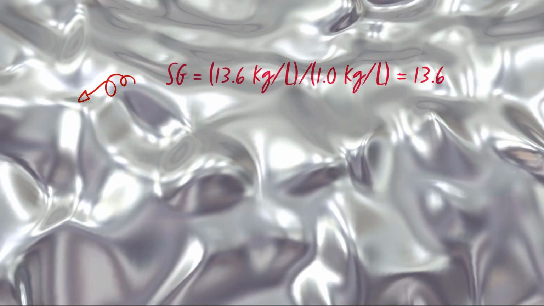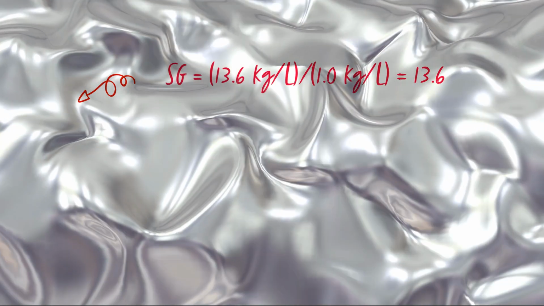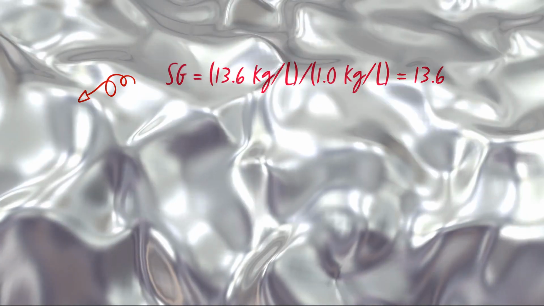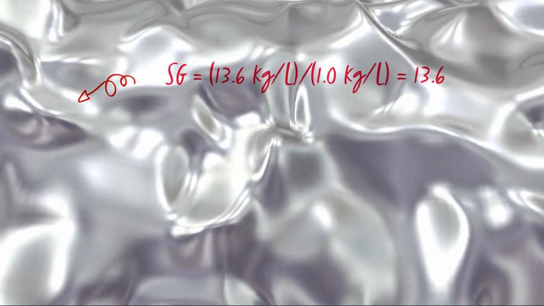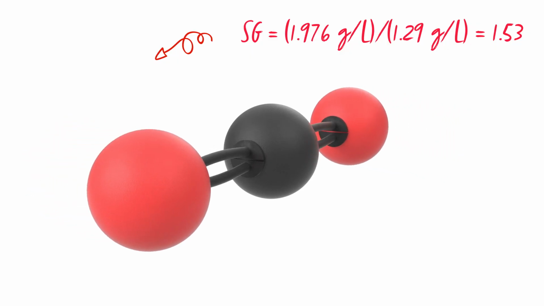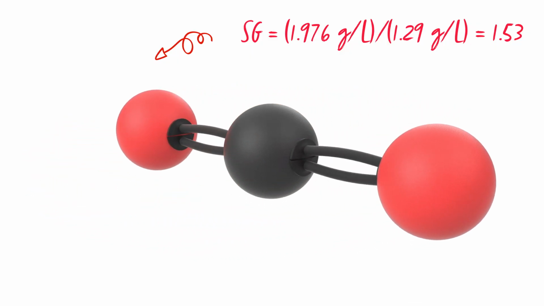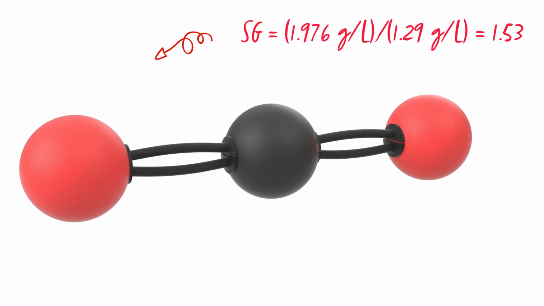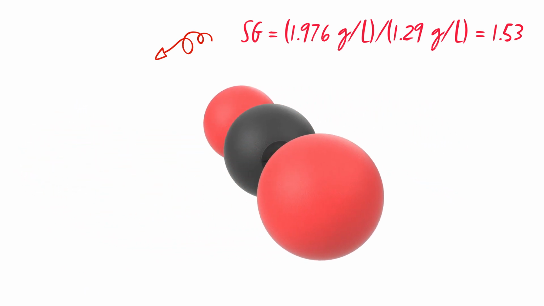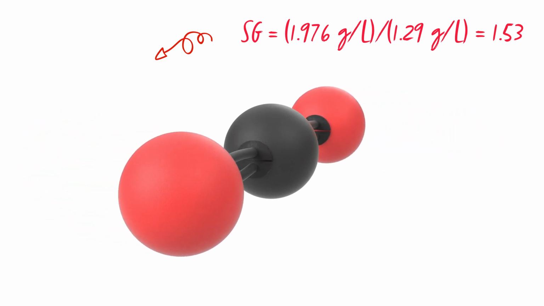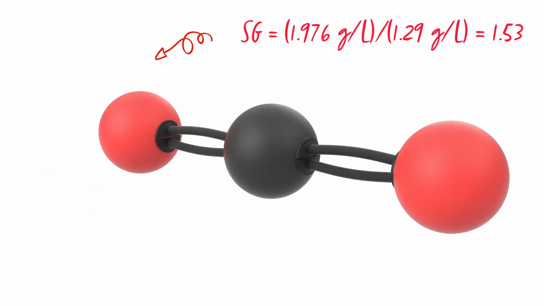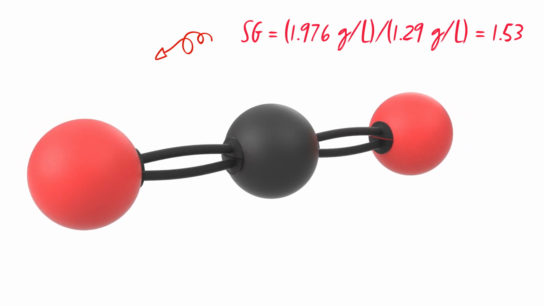For example, liquid mercury has a density of 13.6 kilograms per liter, therefore, its specific gravity is 13.6. The gas carbon dioxide, which has a density of 1.976 grams per liter under standard conditions, has a specific gravity of 1.53, calculated using 1.976 divided by 1.29.